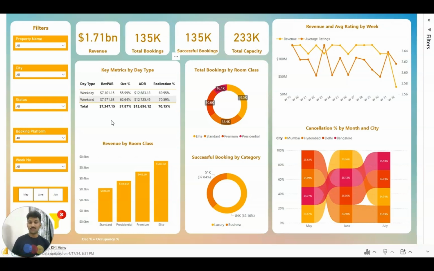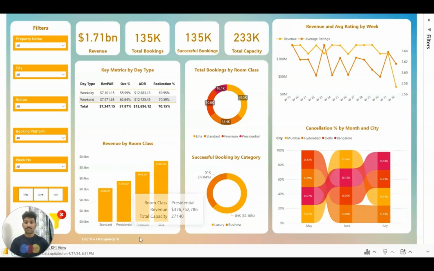Checked out booking means that whatever bookings are done, the customer pays for it, then shows up, then stays, and then checks out successfully. So basically, it is the percentage of total successful checked out bookings. Then below this, we have the revenue by room class. So the revenue by different room classes.